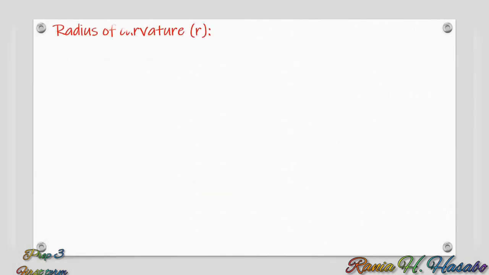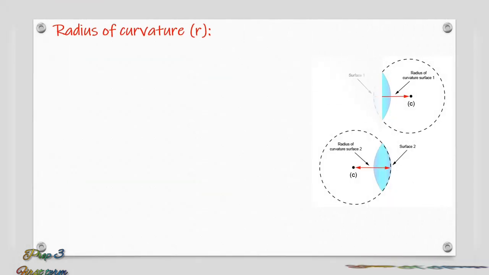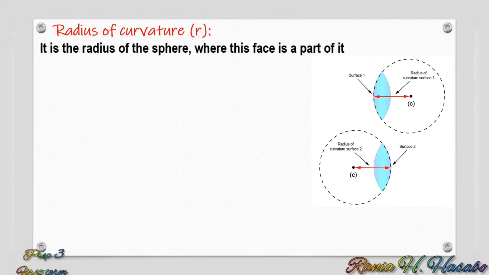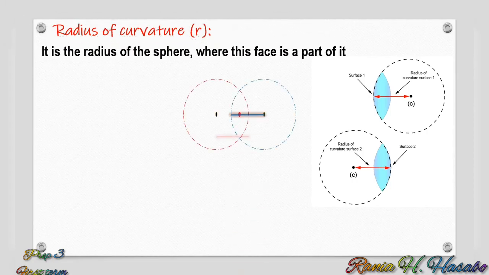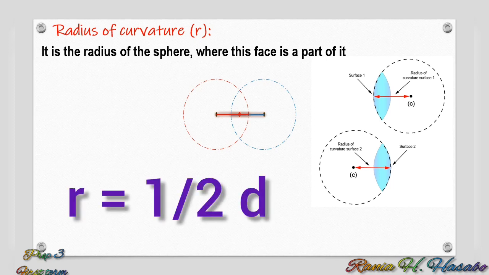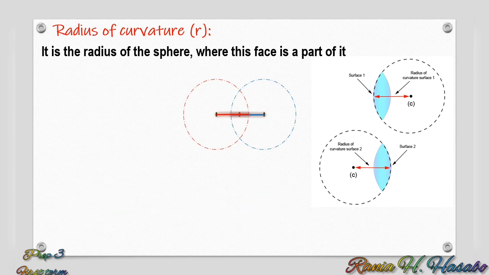Radius of curvature is the radius of the sphere of which this face is a part. As the lens is limited with two spherical faces, each face has its own radius. And radius, as usual, is half the diameter of the sphere.